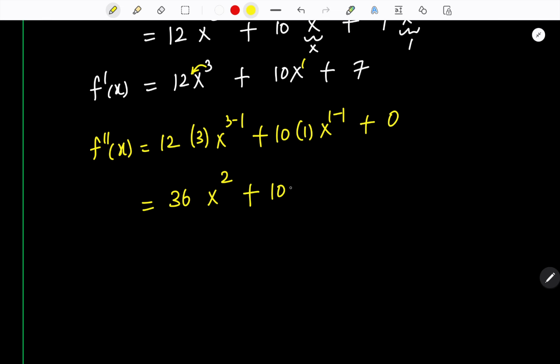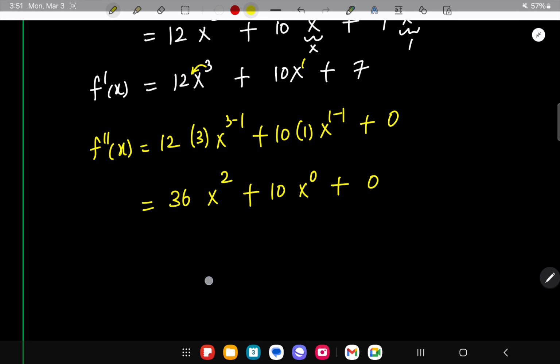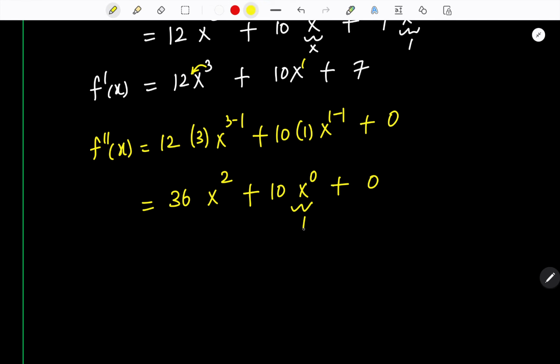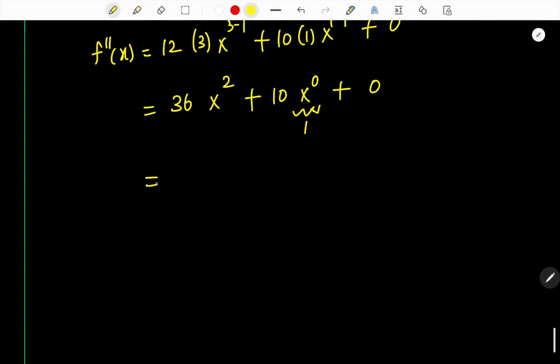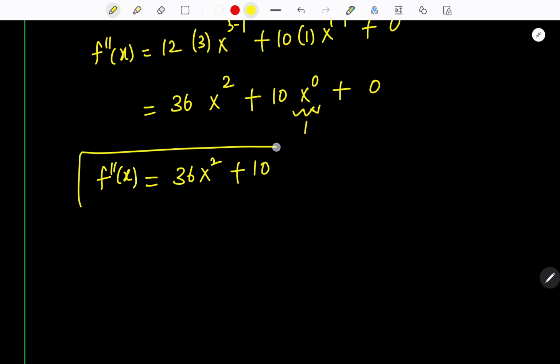Right. And then plus 10, x to the power of 1 minus 1 is what? 0, plus 0. So x to the power of 0 is what? 1. So this is equal to 36x squared plus 10. This is your f double dash of x.